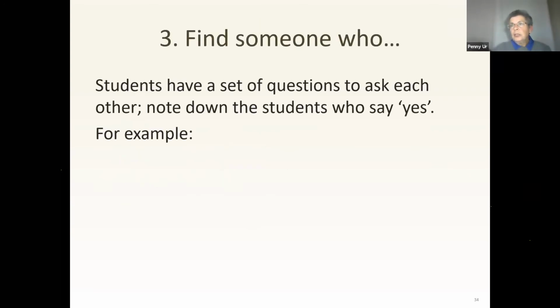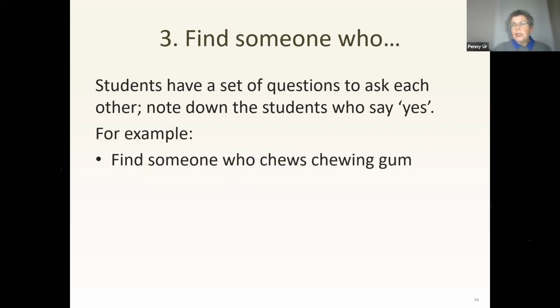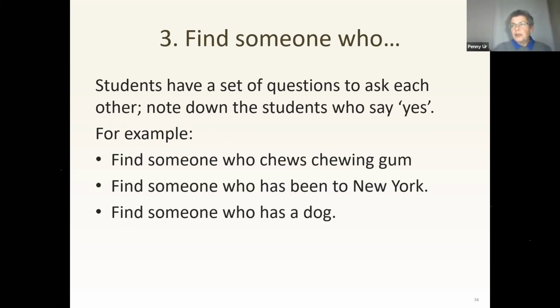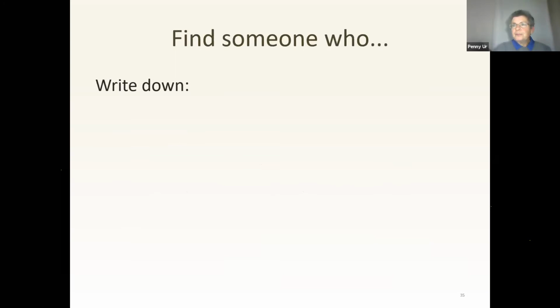Find someone who. They have a set of questions to ask each other, and they simply mingle in the classroom. Very difficult to do this one online, but in a regular classroom you can do it. Find someone who chews chewing gum. Find someone who's been to New York. Find someone who has a dog. You can make up these yourselves, and it gets them purposefully, but repetitively asking each other things and finding out things, and then summarizing the results in full class.